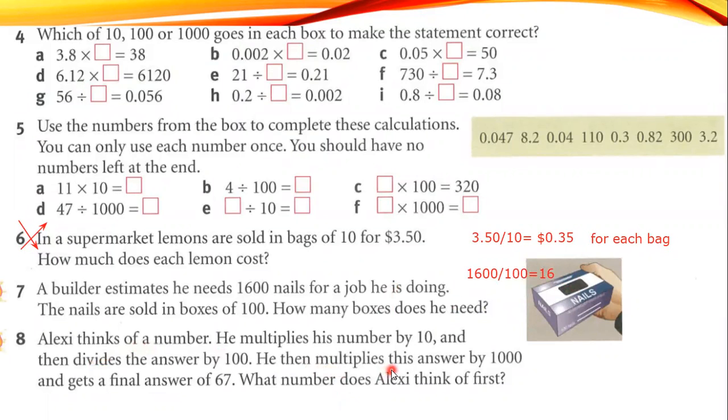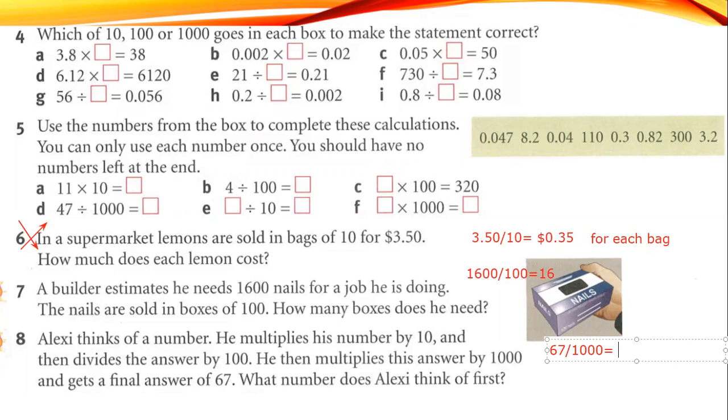Alexi thinks of a number. He multiplies his number by 10 and then divides the answer by 100, and it's so simple, okay. And then he gets the final answer, that is 60. What is Alexi's first number? So simply you just do the opposite as I told you. Your answer is 67, and what is before this step? Multiply. So I divide by 1000. So what is my answer?